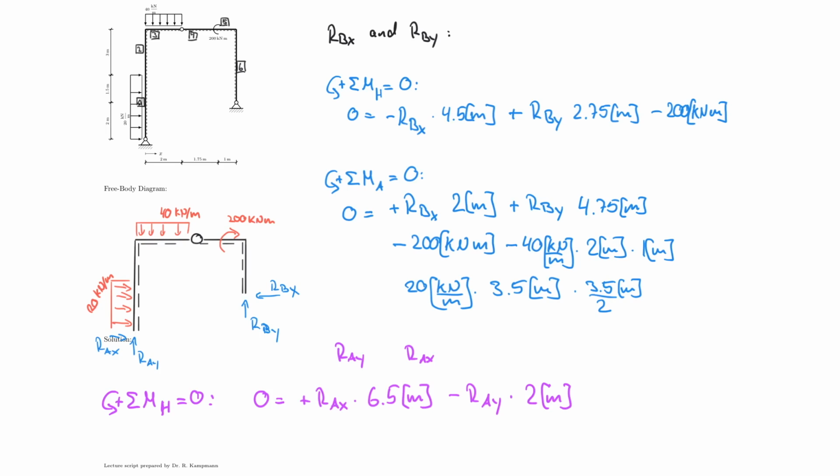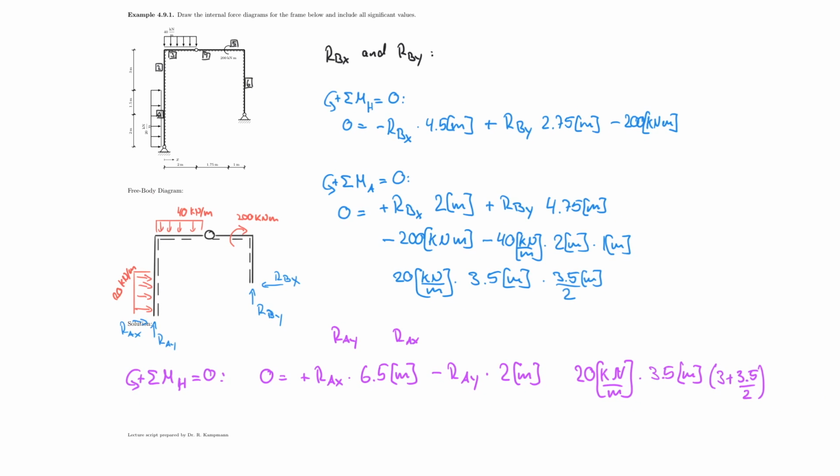So the 20 kilonewton per meter and 40 kilonewton per meter. Let's start with the 20 kilonewton per meter, which is acting over a length of 3.5 meters. But now be careful, because the lever arm is about the hinge, so we're rotating about the hinge. That means I have to take the distance from here to here, which would be 3 plus 3.5 divided by 2. That's how I'm going to write it down. So multiplied by 3 plus 3.5 divided by 2, and that also would be in meters.